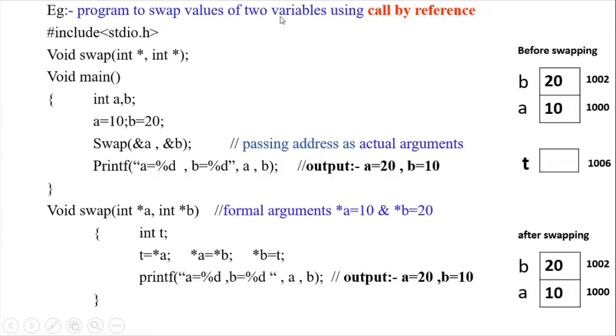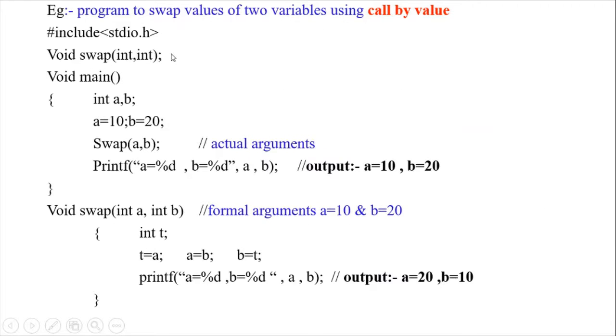Program to swap values of two variables using call by reference. This is the same example as the previous call by value method. What you have to do is note the changes in this call by reference. Here you can see in the function prototype int star and int star. In the previous case we had just given int comma int.